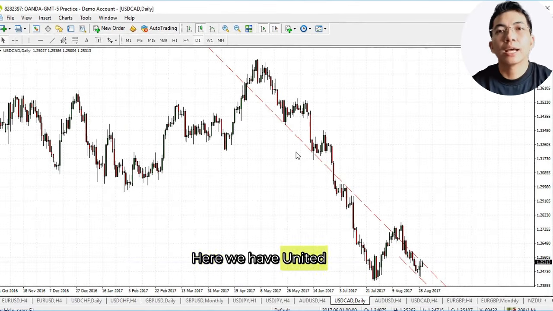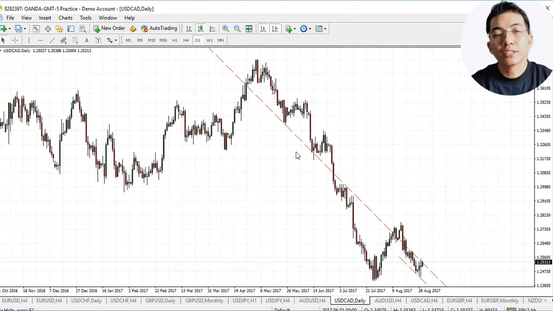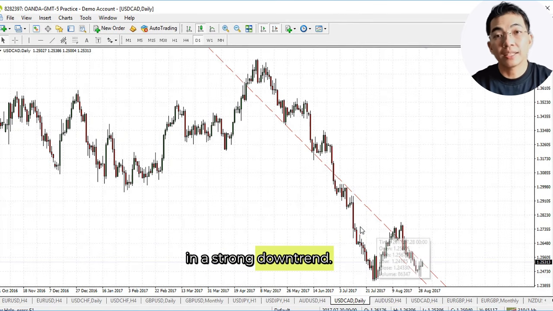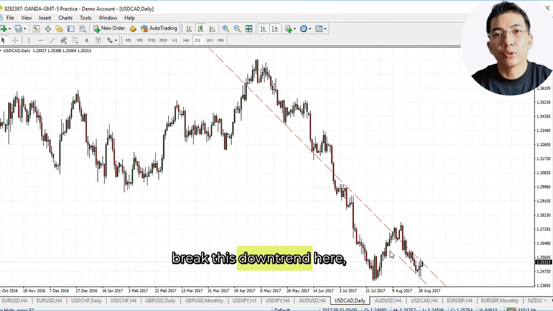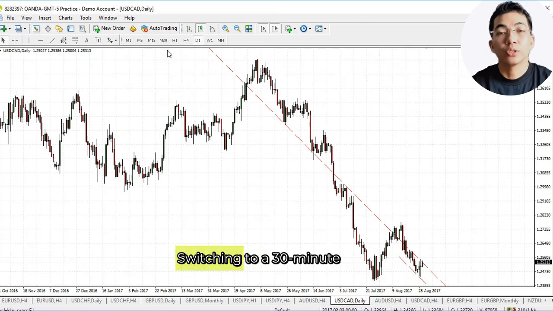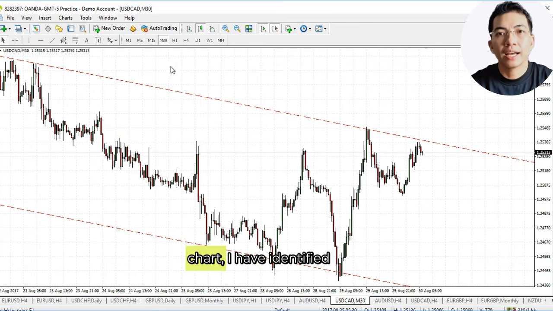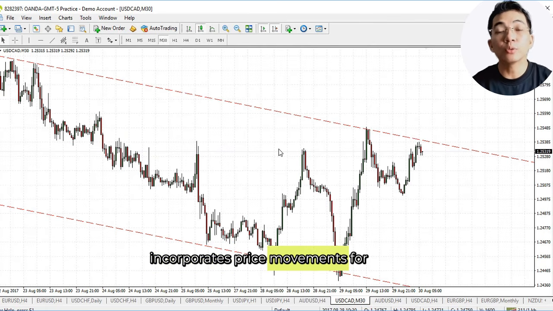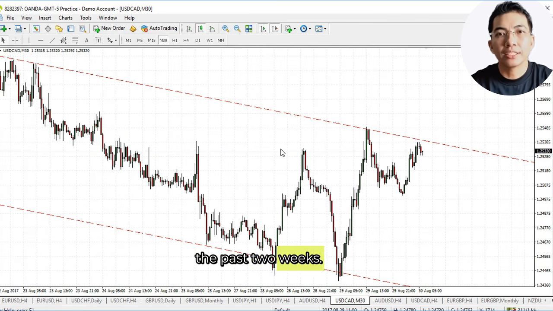Here we have United States dollar against Canadian dollar on a daily chart. It's easy to see that the price is in a strong downtrend. The buyers try to break this downtrend here, but now the price is going down again. Switching to a 30 minutes chart, I have identified this down channel that incorporates price movements for the past 2 weeks. Since I have a down channel, the strategy is quite easy.